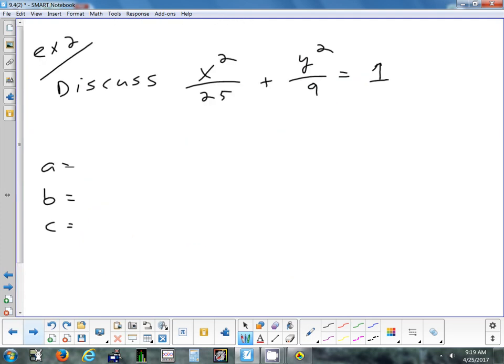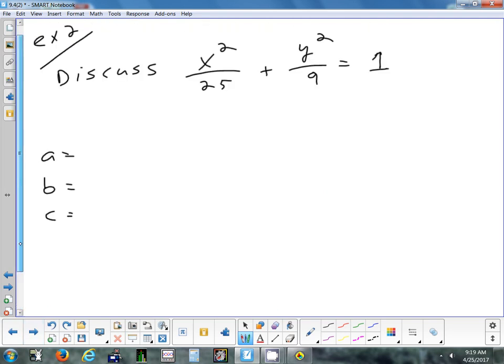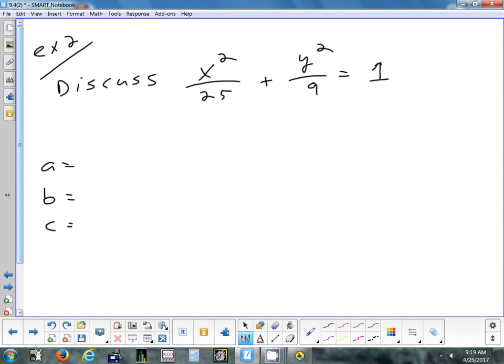All right. So this one, let's see, they're giving us the equation. They want us to discuss it. Okay. So discussing it means you got to write down the center. You should write down the coordinates for the vertices, the foci. Tell me what direction the major axis goes. That's pretty much everything. Okay, but to do all of that, we need A, B, and C.